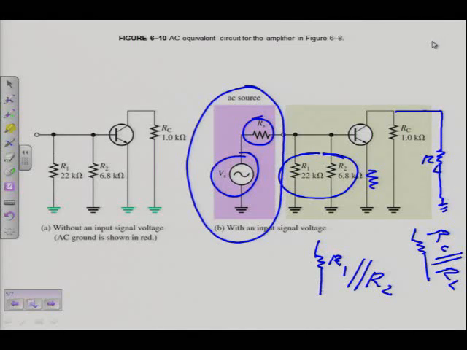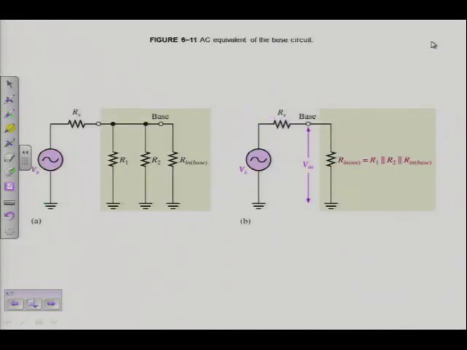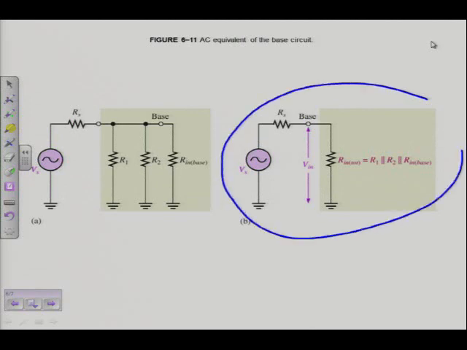Okay, why is that important? Here it's even simplified more. You will find this on page 266, figure 6.11. Now, doesn't this look like the loading effect thing that I explained to you? It's a simple series circuit, isn't it?